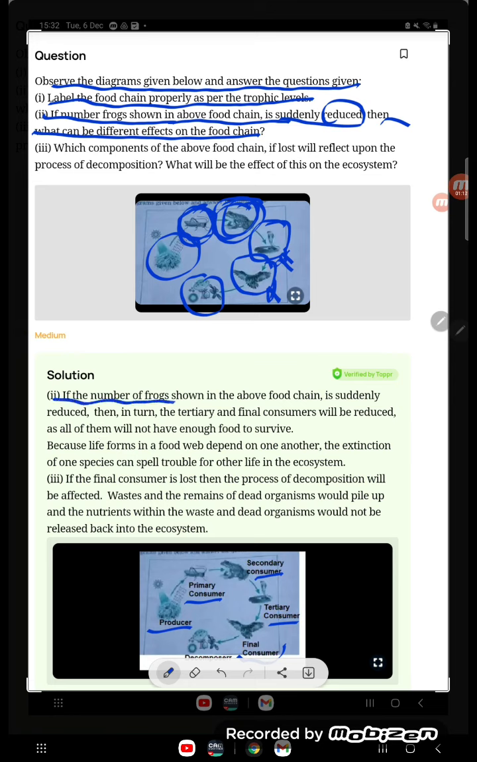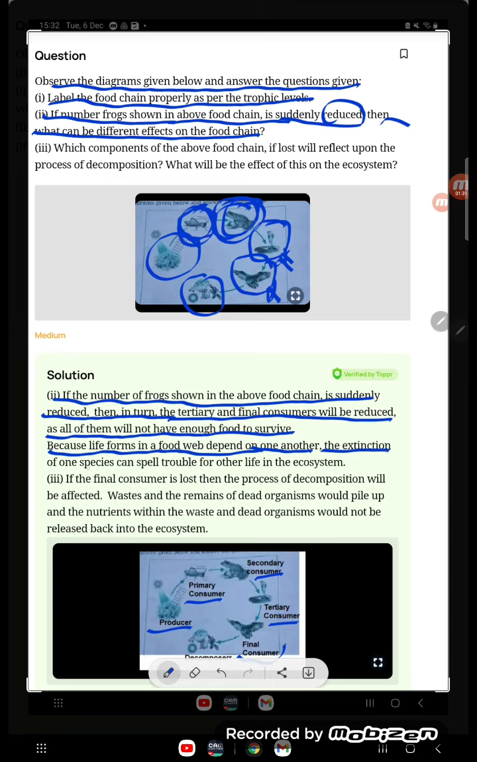So if the number of frogs shown in the above food chain is suddenly reduced, then in turn the tertiary and final consumers will be reduced, as they will not have enough food to survive, because life forms in the food web depend on one another. The extinction of one species can spell trouble for other life in the ecosystem. So dear students, if one life becomes extinct, meaning it dies, what will happen? The other species will come out.